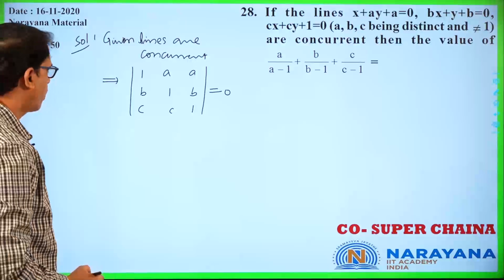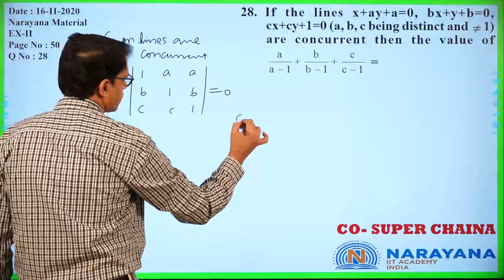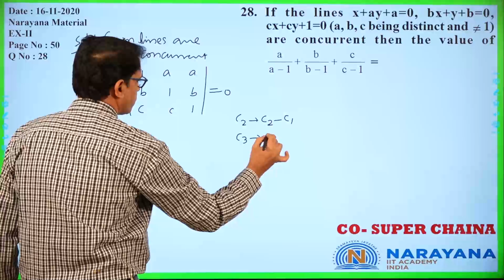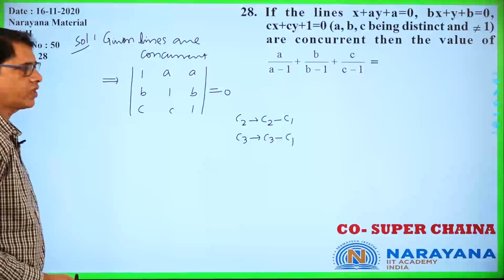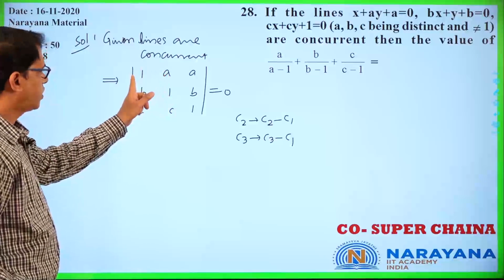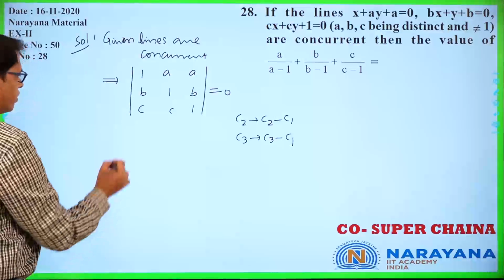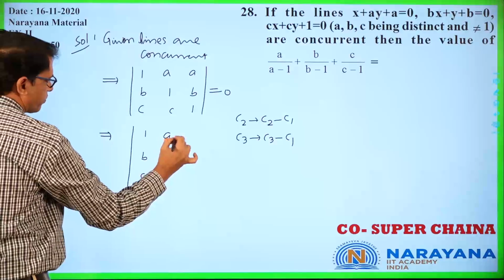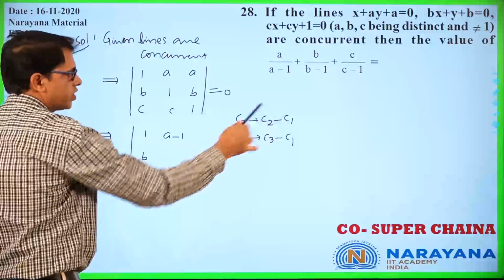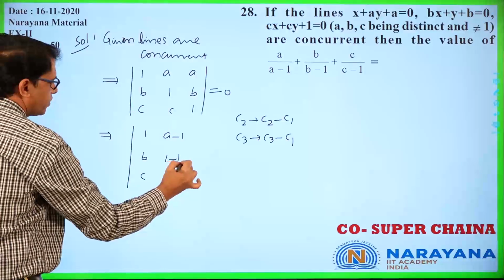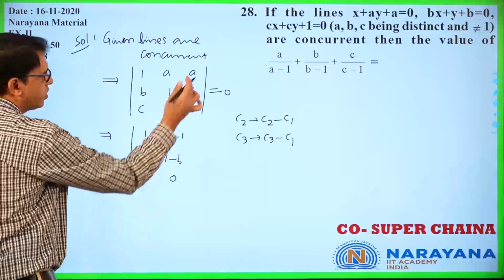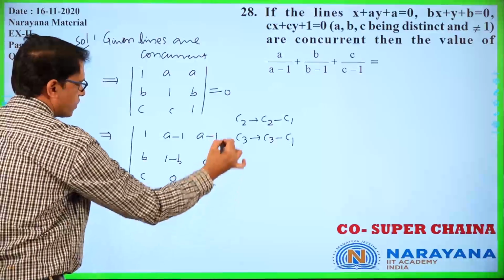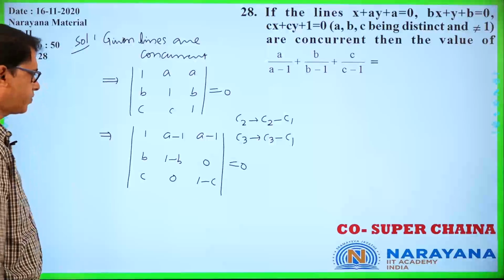So what I am doing: C2 changes to C2 minus C1, C3 changes to C3 minus C1. So write the C1 same, 1, b, c same, it becomes a minus 1 because I am performing C2 minus C1. Then this will be 1 minus b, this will be 0. Next this will be a minus 1 again, this will be 0, this will be 1 minus c, equal to 0. Now expand, okay?